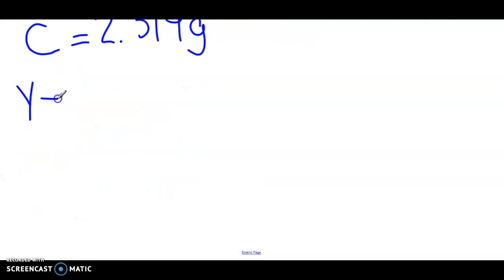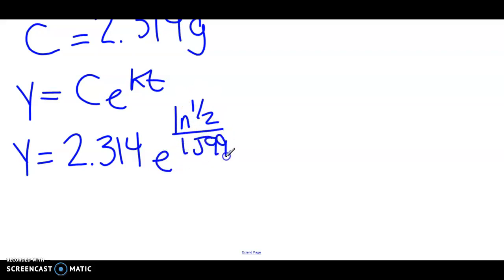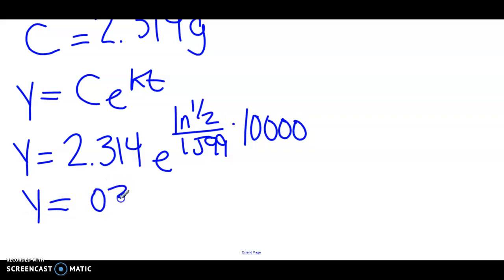After this, we're going to use this C value to get our amount after 10,000 years. So we start with y is equal to C e to the kt again. And we're looking for the amount after 10,000 years. We know our starting amount is 2.314, e to the natural log of 1/2 over 1599, the time for a half-life, multiplied by 10,000 years. And when we substitute all that in, we get 0.0303 grams.